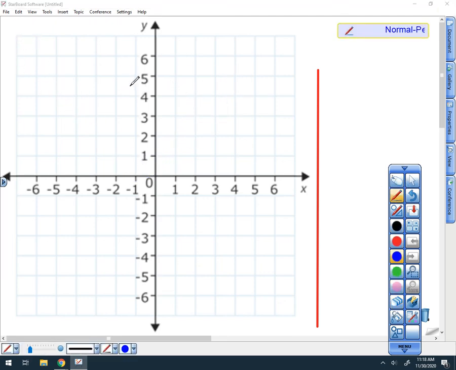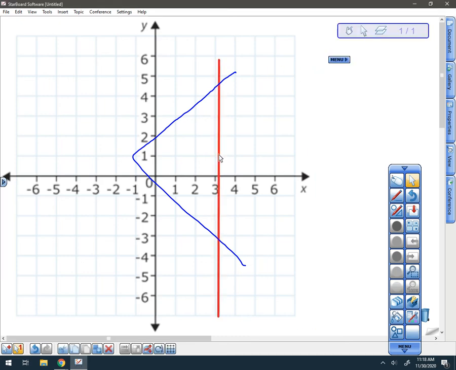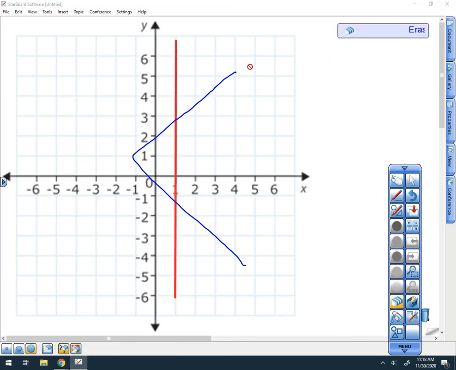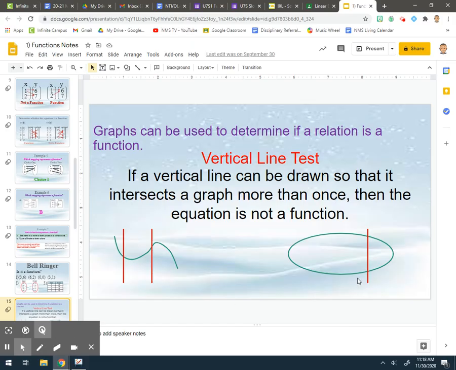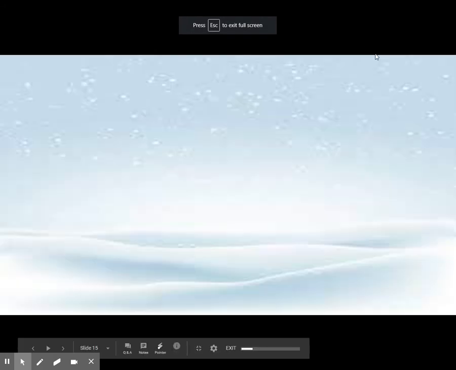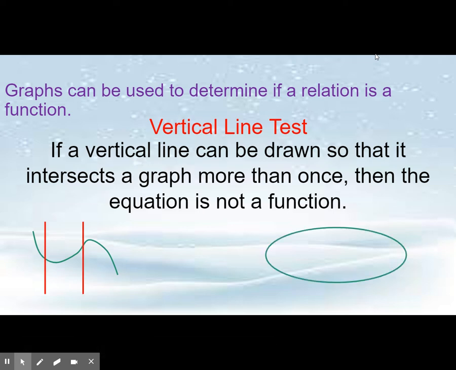If you can hit it more than once, then it's not a function. What about this one? Oh, I put it right there. I hit it there and there. So not a function. Does not pass the vertical line test. So if we go back, say I have that, it would be a function. It only hits it one time. Whereas that, I can hit it twice, so not a function.